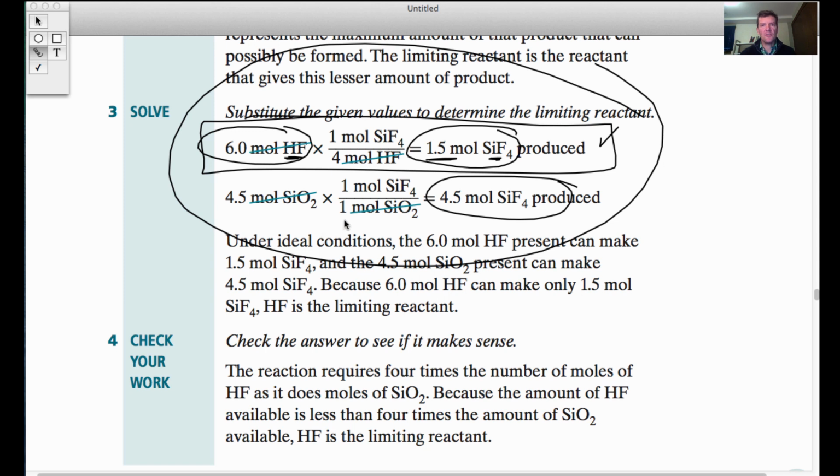reactant. So that's another way to do it. See which one is going to produce the lesser amount of any of the products in the reaction. Whichever one produces the lesser amount, that's your limiting reactant. Because as soon as this 6 moles of the HF is used up, you only made 1.5 moles of the SiF4. You'll never get to the 4.5 because this is going to be gone by then. Okay?